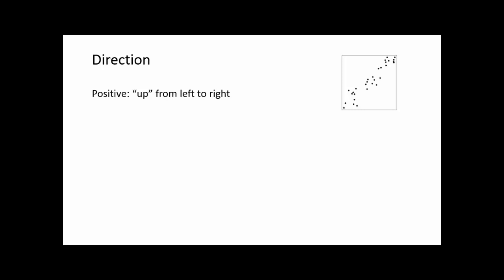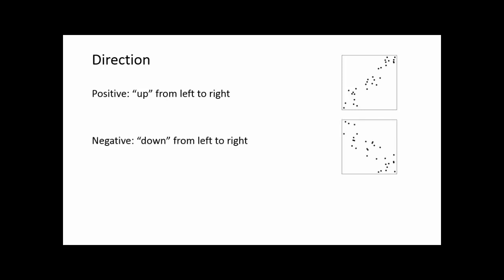across the graph. This means that the two variables go together in the sense that when one has a high value, the other tends to have a high value, and vice versa. When one has a low value, the other variable tends to have a low value.